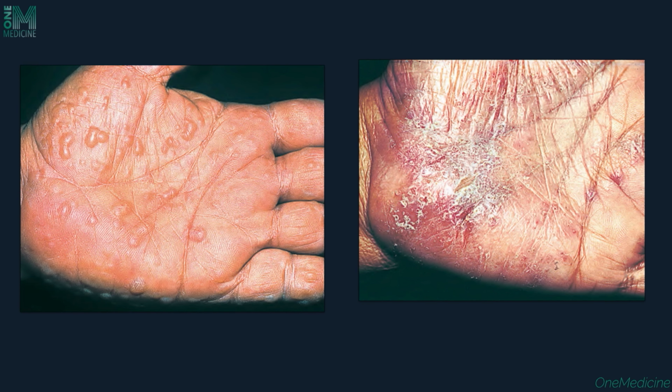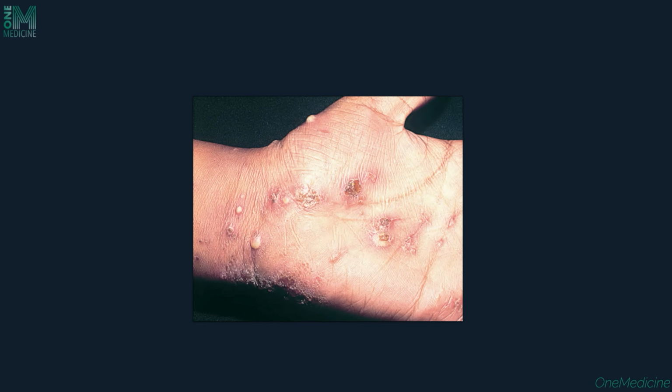So here you can see the vesicles on the palms. Here, after secondarily scratching the lesions, these are the lesions here, but you can see the vesicles present on the palms. Again, you can see those lesions which are secondarily infected with crusting. There are certain pustules also which are seen here.